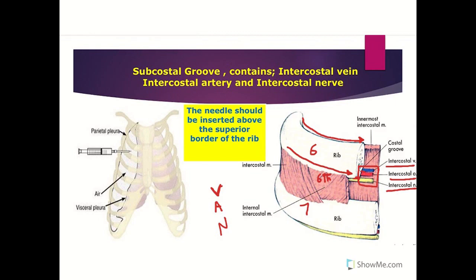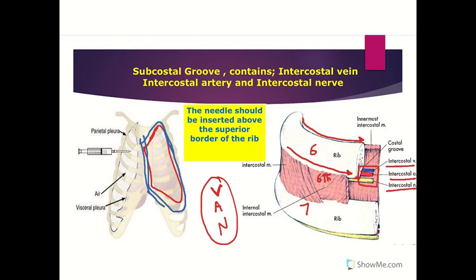Okay, what is the clinical importance of the subcostal groove and subcostal vein? Sometimes we have a phenomenon called pleural effusion. What is this pleural effusion? You know, this is the lung here, represented in the lateral cavity of the chest wall, and the lung is surrounded by a very delicate and thin, double-layered membrane called pleura.